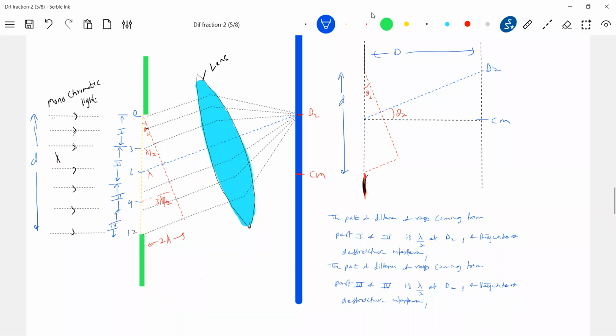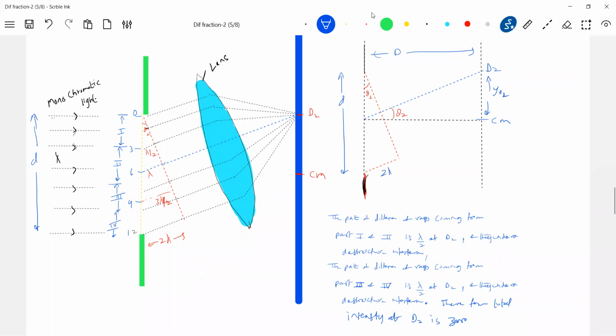And they undergo destructive interference. So therefore, the total intensity at D2 will be 0. Therefore, the total intensity at D2 is 0, so the second minima is formed here. Okay, let's get into the mathematics.